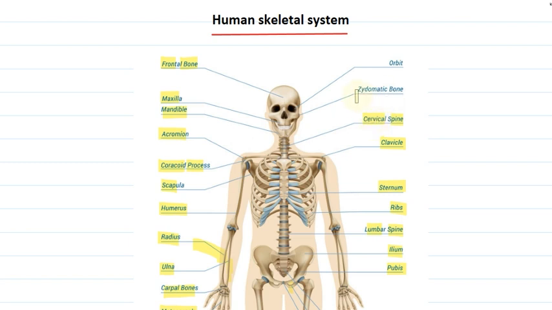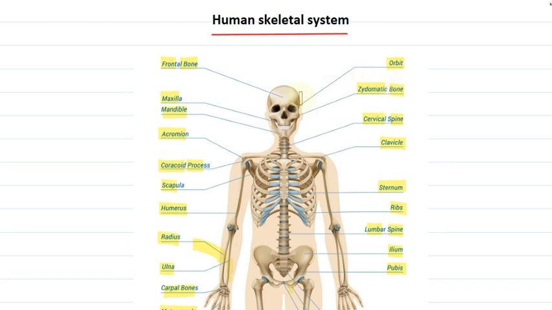Then there is the zygomatic bone. The zygomatic bone is also known as the cheekbone. It is present lateral to the orbit, or the eye socket, at the widest part of the cheek. And then there is finally the orbit. It is a skeletal cavity comprised of 7 bones, situated within the skull. This cavity provides mechanical protection to the eye and other soft tissue structures.